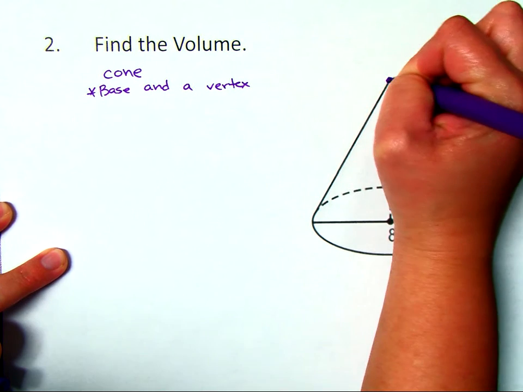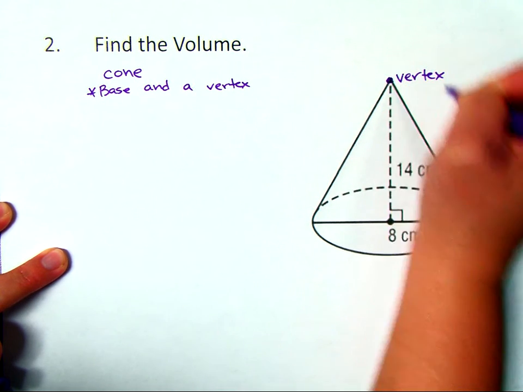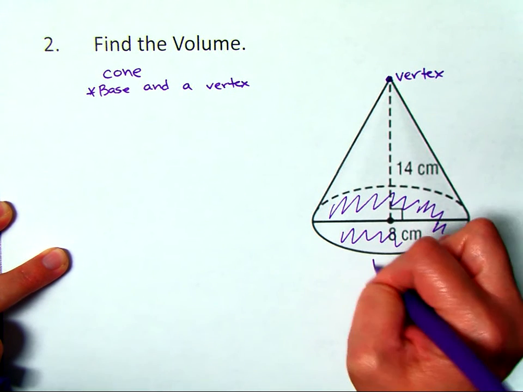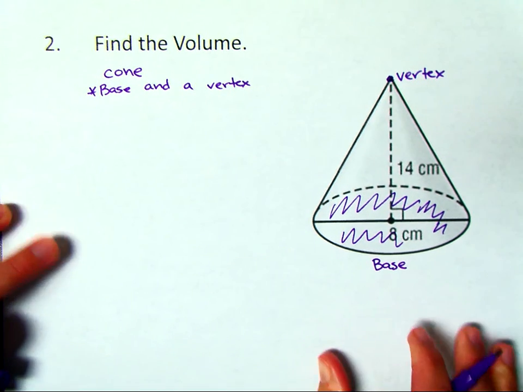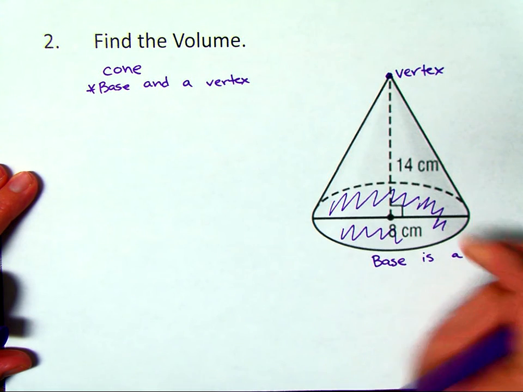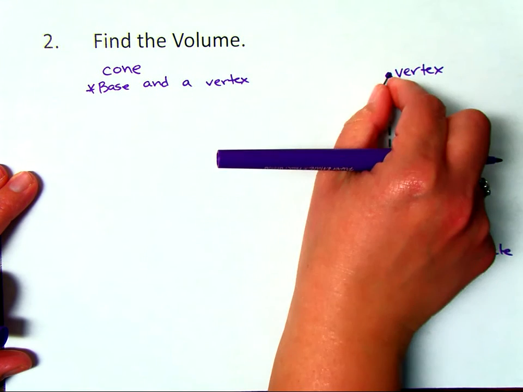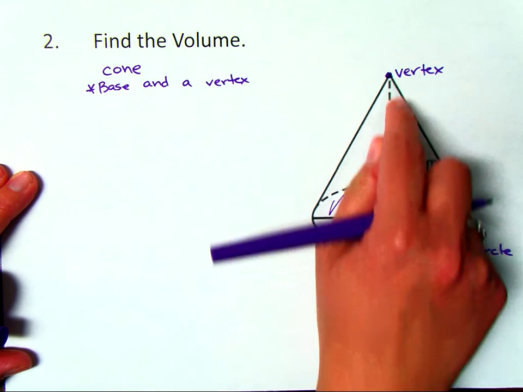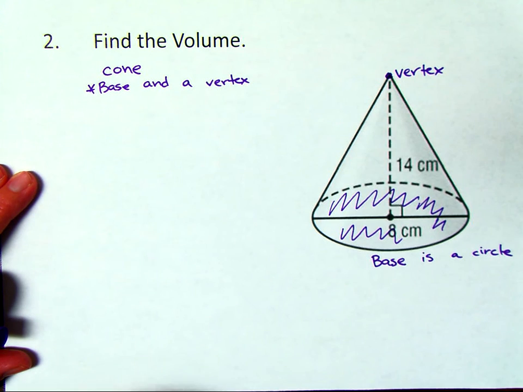So here's my vertex right here. Here's my base down here. I don't want to shade too much so I can make sure I see all the numbers I need. So the base is a circle. If the base is a circle and you have a vertex, you know it's a cone. If the base is any other shape and it's three-dimensional with a vertex, then it's going to be a pyramid.